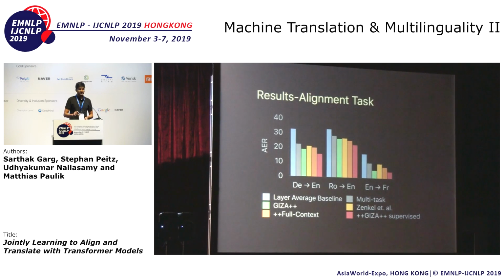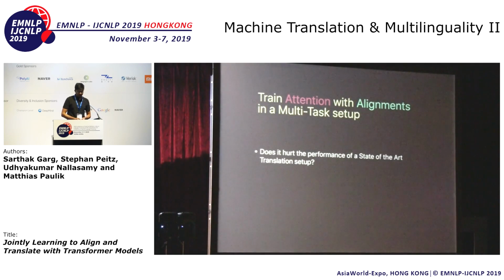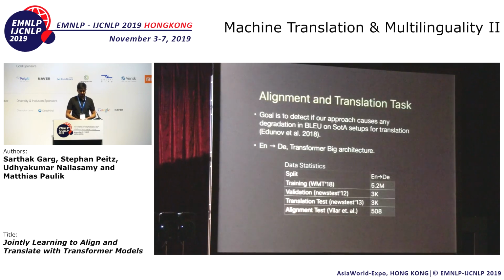The red bar represents the alignment performance when we train our model using GIZA++ alignments. And now it's able to significantly outperform all the other baselines as well as GIZA++. Now we move on to the next question. Does it actually hurt the translation performance of a state-of-the-art translation setup?